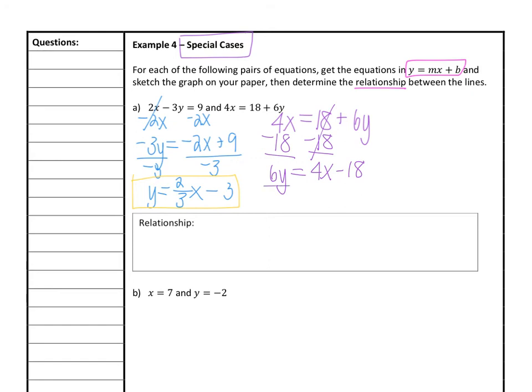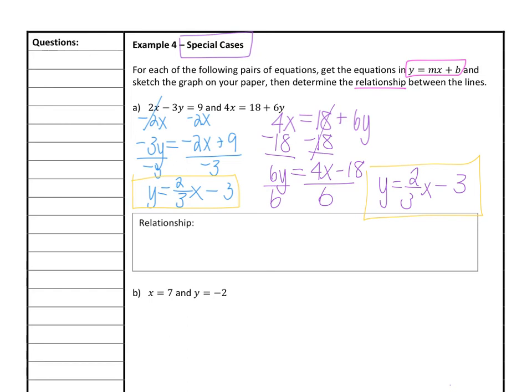So now I need to divide everything by 6. So I'm going to be left with y equals 4 divided by 6. Again, 4 can't divide by 6 nicely, but if you type it in the calculator, you will get 2 over 3 x, and then I have negative 18 divided by 6, which is going to leave me with a negative 3. So, looking at these two equations, y equals 2/3 x minus 3, y equals 2/3 x minus 3.